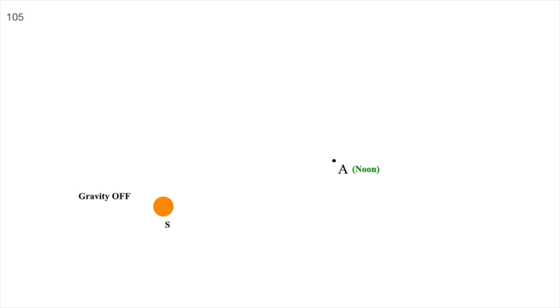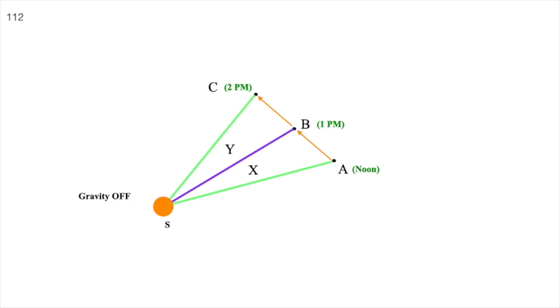Now let's go back in time to noon. We are going to construct 3 triangles and show that their areas are all equal. We begin as before, but we don't turn gravity on at 1 p.m. The planet continues on a straight path due to the law of inertia. At 2 p.m., the planet arrives at point C. We now construct triangles X and Y as shown. We consider the purple line segment from S to B as the base of both triangles. Next, we construct the altitudes of X and Y as shown.